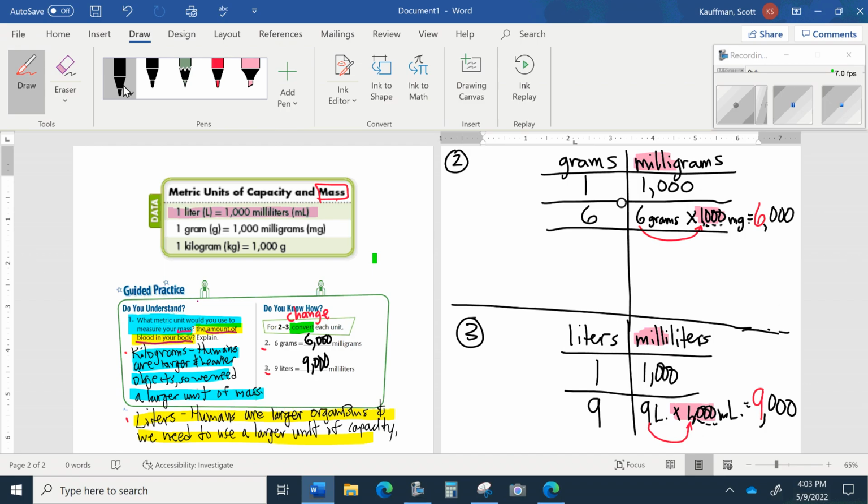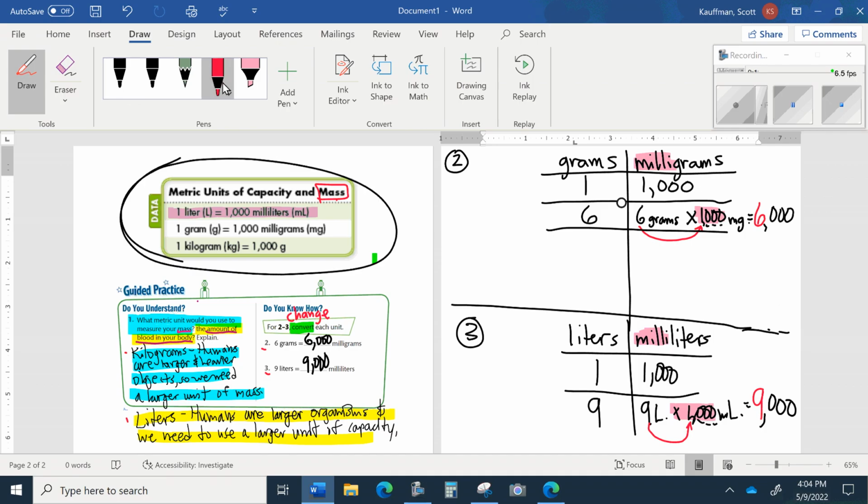All right, so I hope that helps you out with converting metric units of capacity and mass. As you see, it's just like what we've been doing all along. Whether it's customary or metric units, the easiest way is to create yourself a little table here and use multiplication and your special chart, depending on which unit you're using, to help you convert.